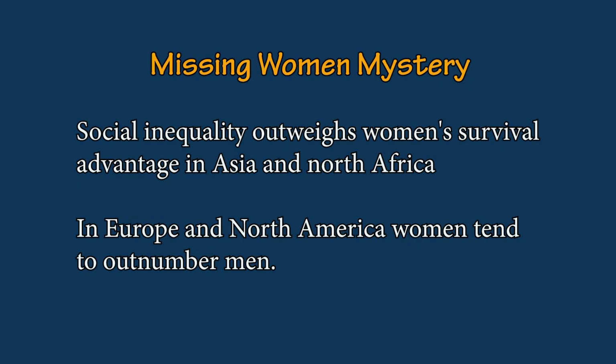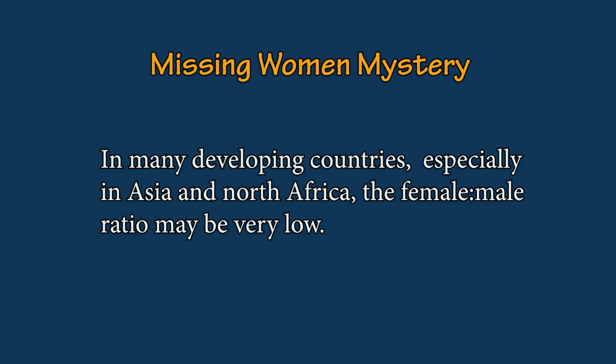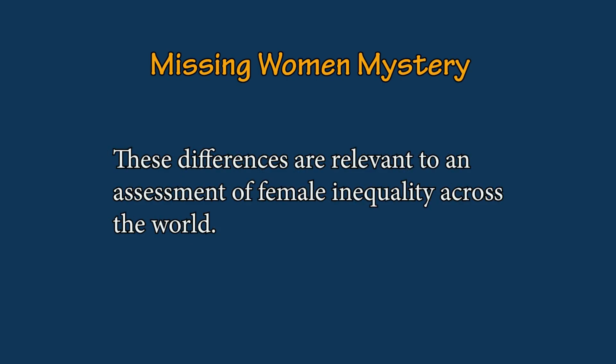So now, to understand this problem in a deeper way, let us consider Professor Amartya Sen's theorization regarding this. His very important point is about the missing women mystery. Social inequality outweighs women's survival advantage in Asia and North Africa. In Europe and North America, women tend to outnumber men. In many developing countries, especially in Asia and North Africa, the female-male ratio may be very low. These differences are relevant to an assessment of female inequality across the world.